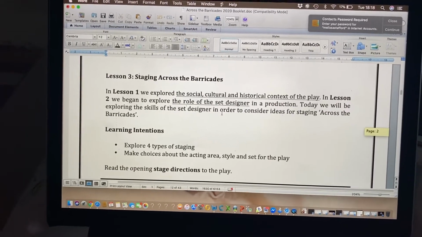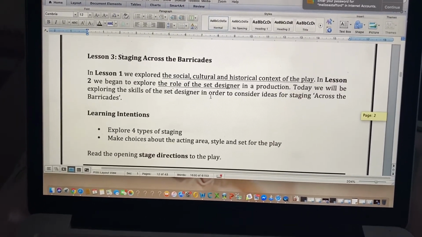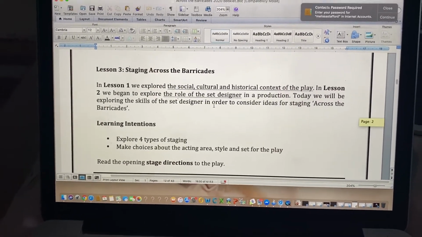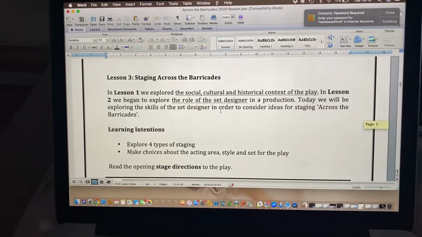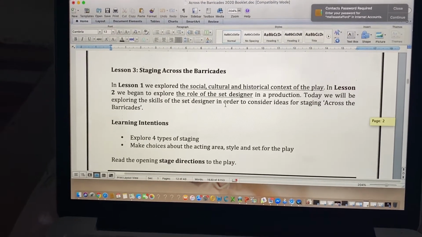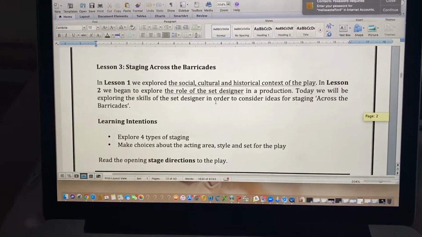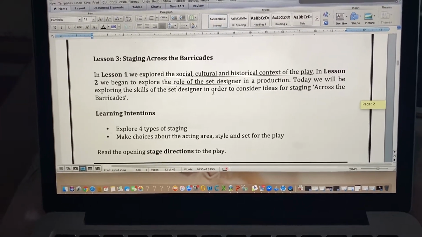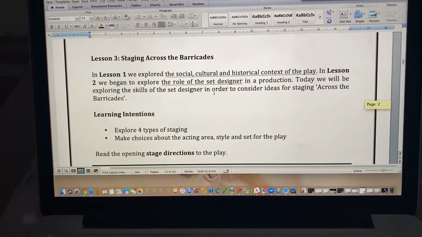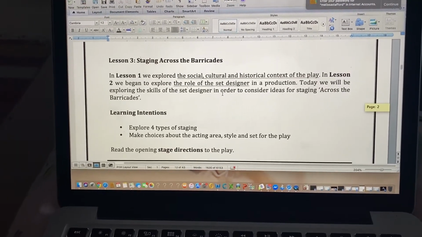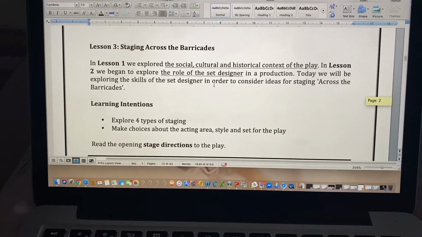We talked a lot last week about context, and hopefully you had a chance to watch all the videos and you have a better understanding of the background and the whole concept of walls. Today, what I would like us to do is to think about how we would stage Across the Barricades.